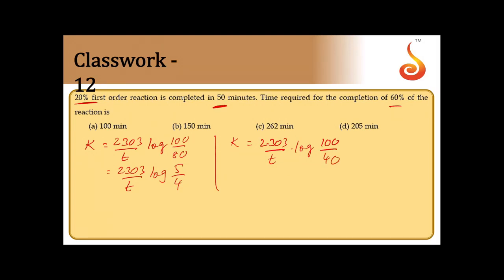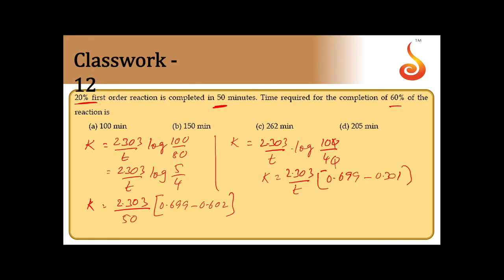Here the time is given as 50, so K is equal to 2.303 by 50 into log of 5 by 4, that is log 5 minus log 4, 0.699 minus 0.602. This side, it is coming out to 5 by 2. So therefore this side K is equal to 2.303 by T into log 5 minus log 2, 0.699 minus 0.301. So these two K values can be equated. Equating and simplifying, we get the value of T as 205 minutes now.